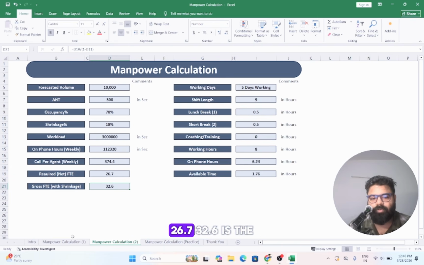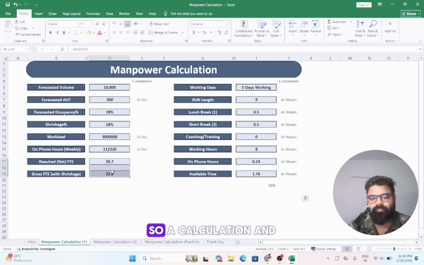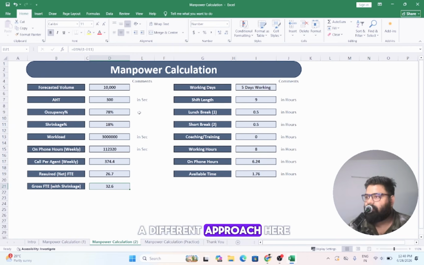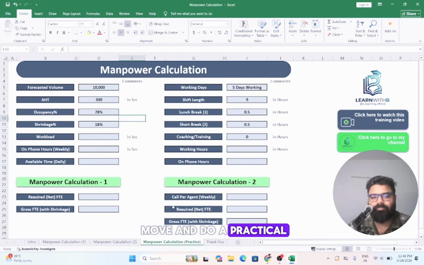Required FTE 26.7, 32.6 is the base FTE. So our calculation and the outcome are matching, though we are using a different approach here. Okay, so now let's move on and do a practical.